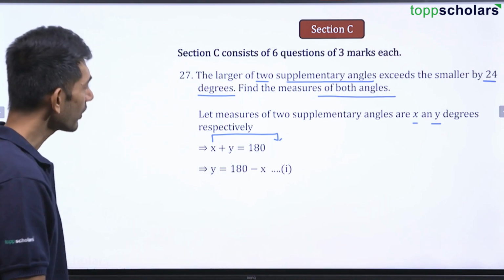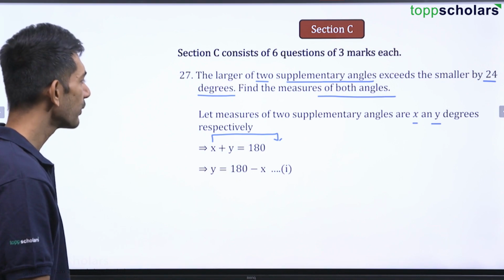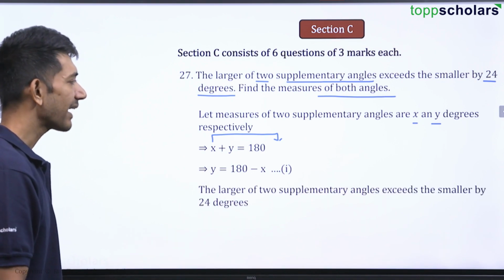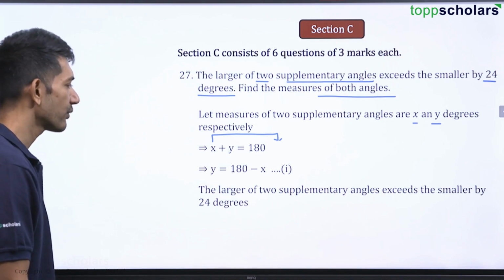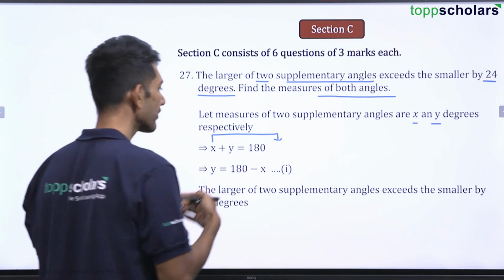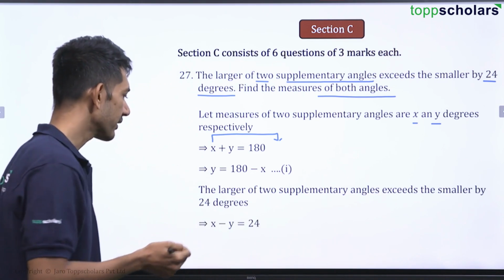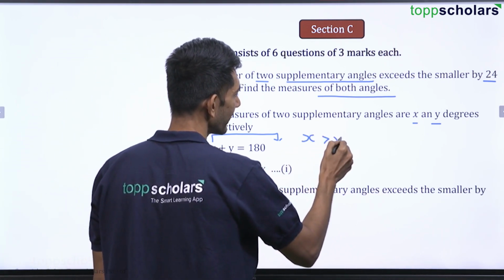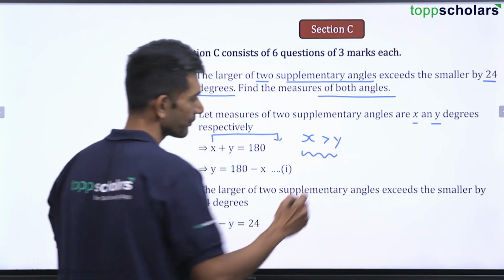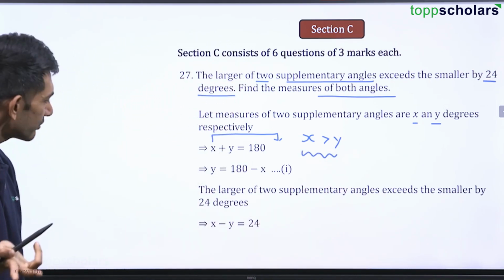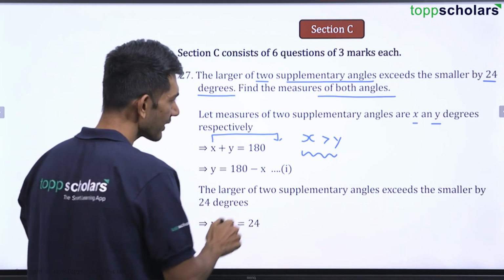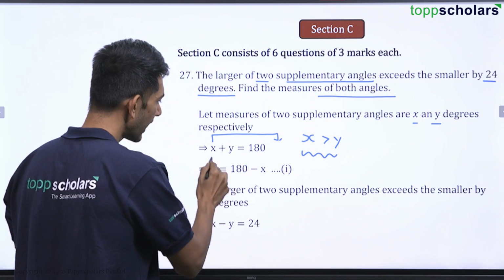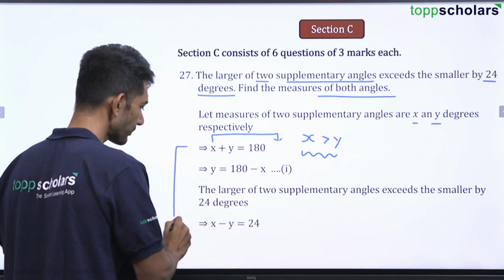Easy. Now what is given? It is given that find the measures of both angles. The larger of the two supplementary angles exceeds the smaller by 24 degrees. Larger exceeds the smaller by 24 degrees. So can I say if I consider x greater than y, we have to define that. One of the angles is larger, other is smaller. So we can say x minus y will be 24. So from here, x minus y is 24 and x plus y is 180.